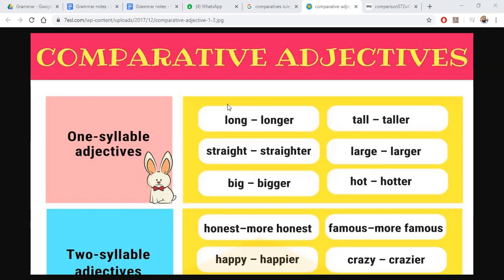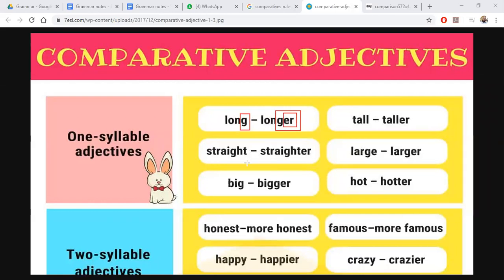When we have one syllable, the normal thing to do is to add er to the end of the adjective. For example, long, longer. We use the sound of the last letter to pronounce the extra syllable that we now have. This is an extra syllable. So if we say long, now we're saying longer. No longer, but longer.